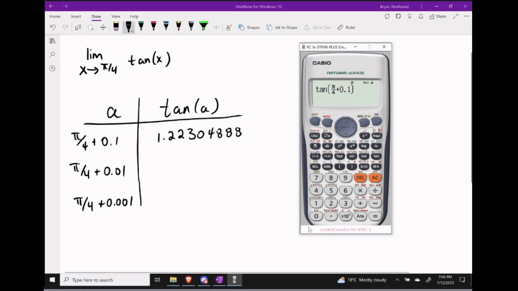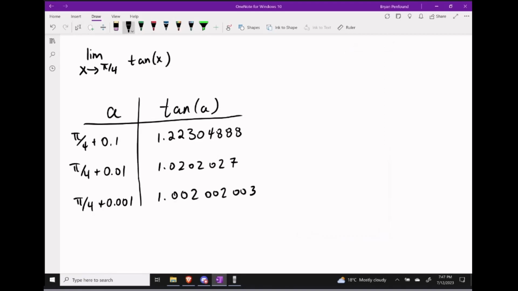Next, we just want to go back and add an extra 0 in so that we have pi over 4 plus 0.01. And doing this evaluation gives us about 1.0202. And then finally adding in that last 0 gives us about 1.002. So it's pretty obvious to see the pattern here that we're adding an extra 0 in between the 1 and the 2. So we could continue on with this pattern. It is getting a little bit clearer to me that the limit is tending towards 1, and this is on the right-hand side of pi over 4.